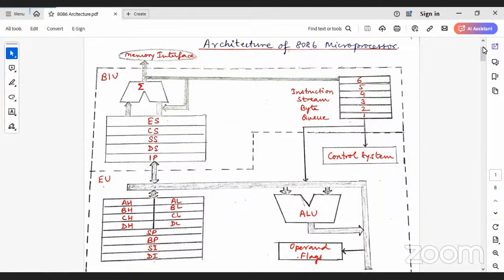Now similarly, DF, the direction flag, and OF, the overflow flag. The bit position is given in one of the columns, the name of the flag is given, and what is the work of that flag. If you put those 16 bits in your flag register, you can see the higher 4 bits are not used. That is why it is XXX. So out of 16, only 12 bits are operational in your flag register.